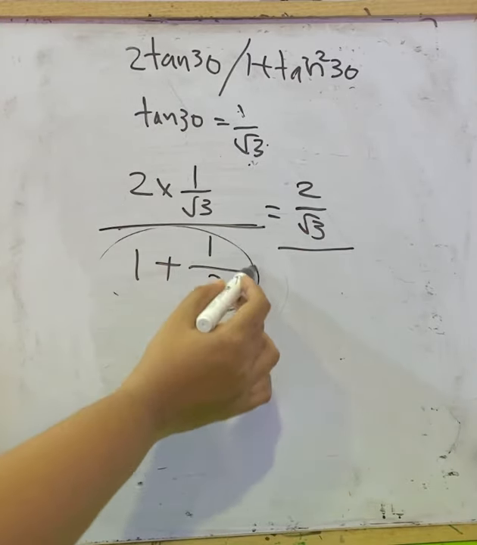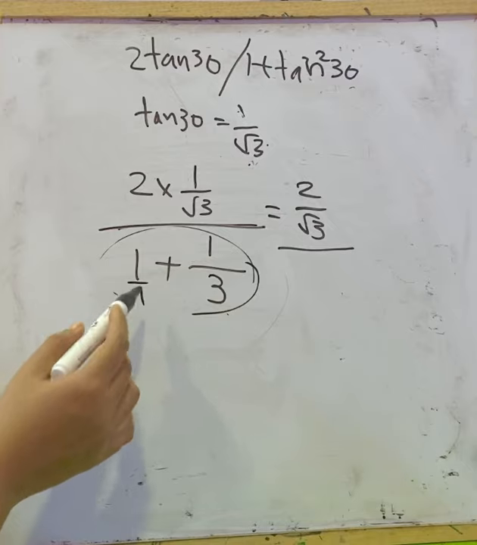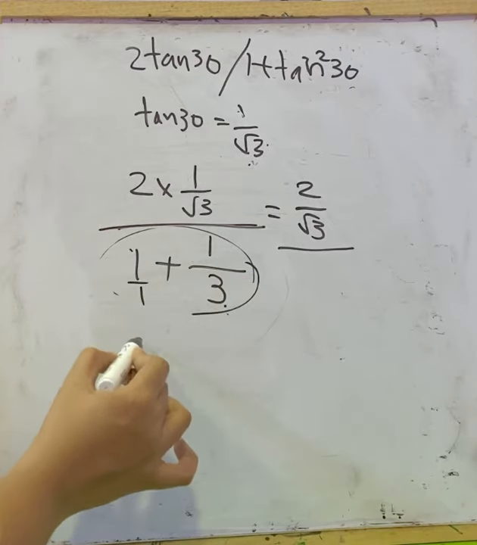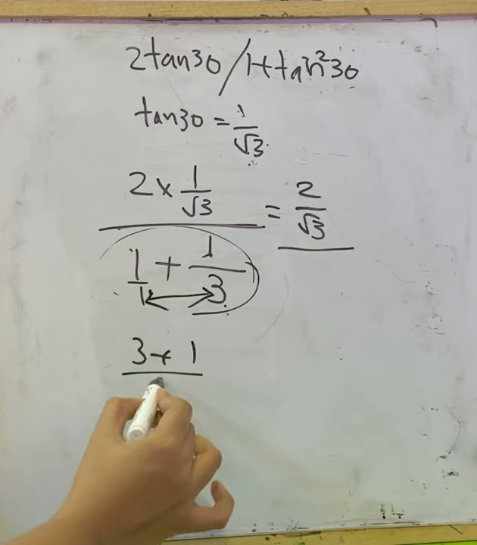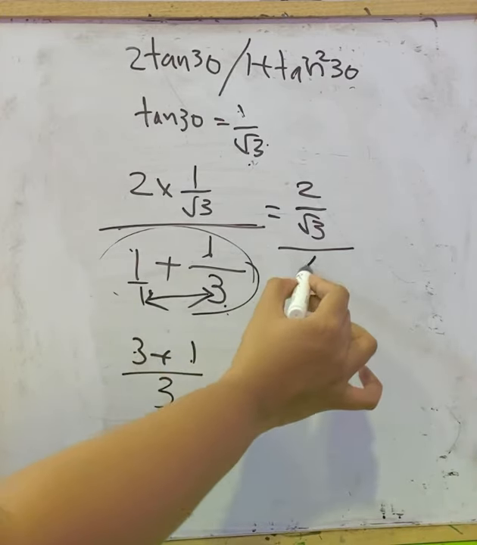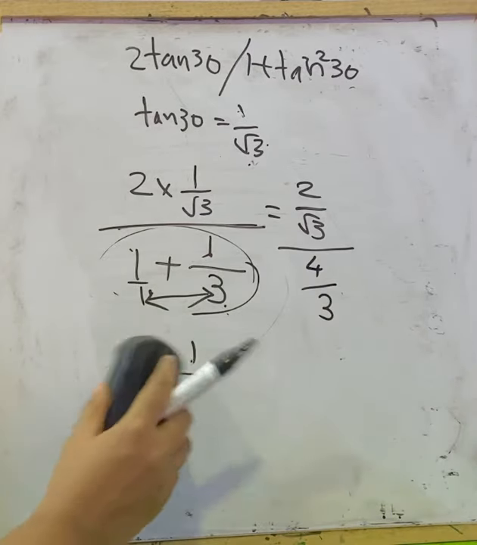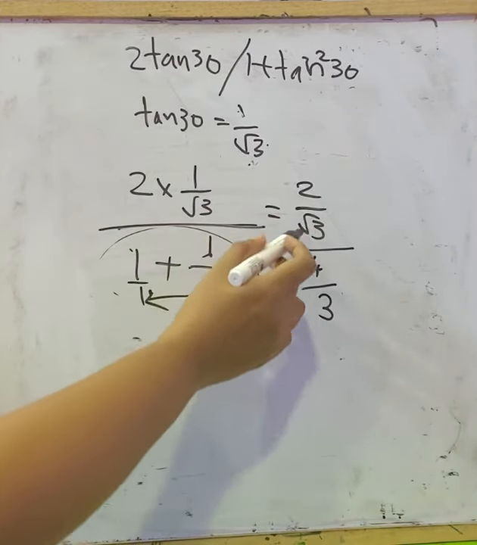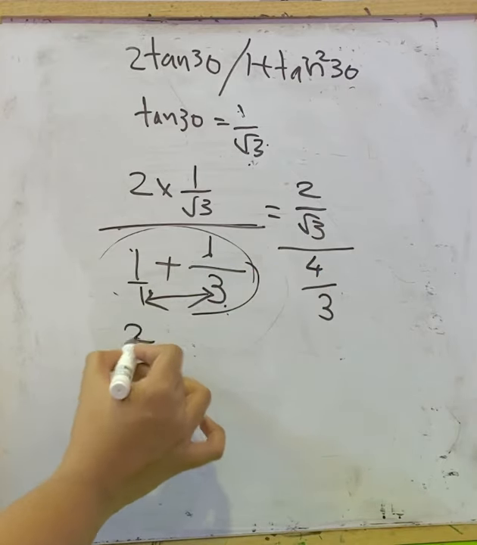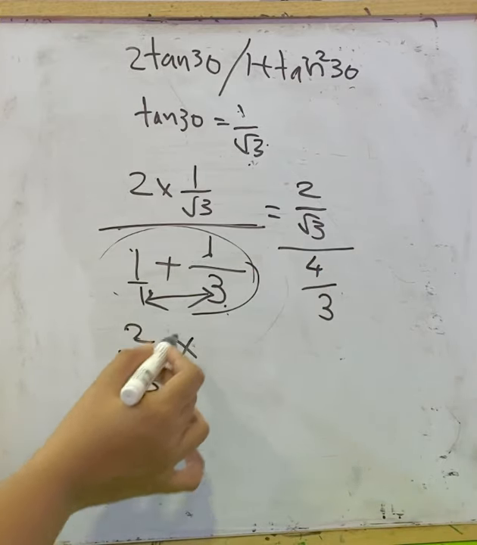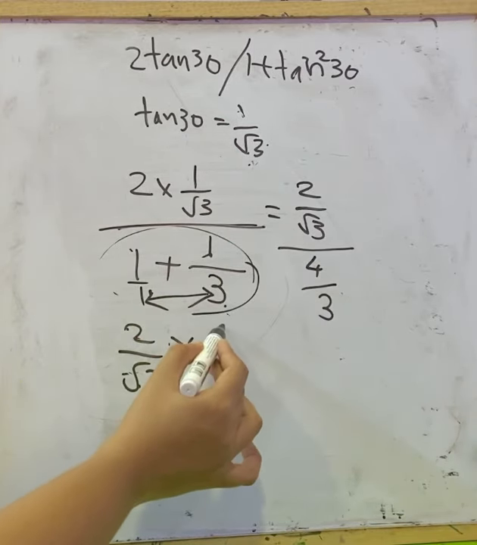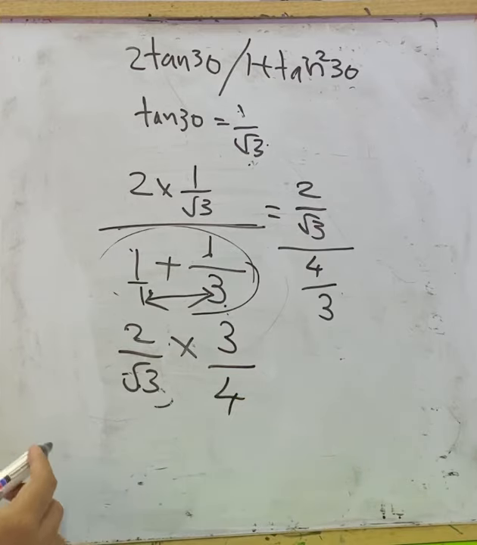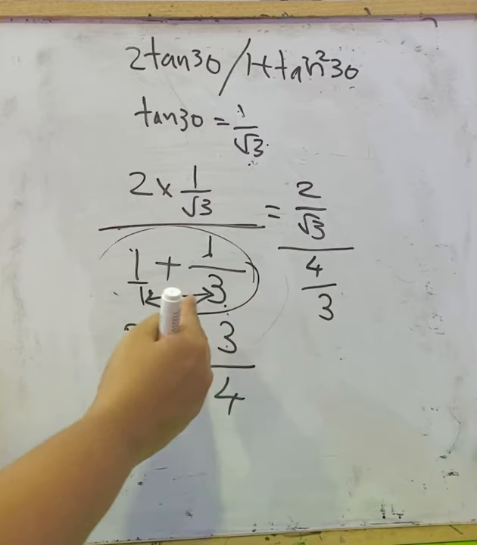Here in the denominator part, we have to do cross multiplication. 1 3s are 3 plus 1 1s are 1 whole by 3 into 1, 3. 3 plus 1 is 4 by 3. Now this is a by b by c by d, that is 2 by root 3 a by b, and it becomes into d by c, this reciprocal. So 3 by 4. Now, actually 3 means root 3 into root 3. We can write it like that.